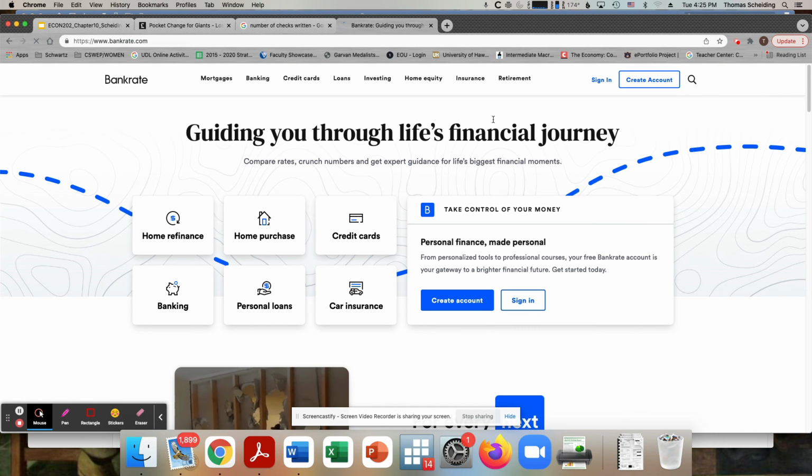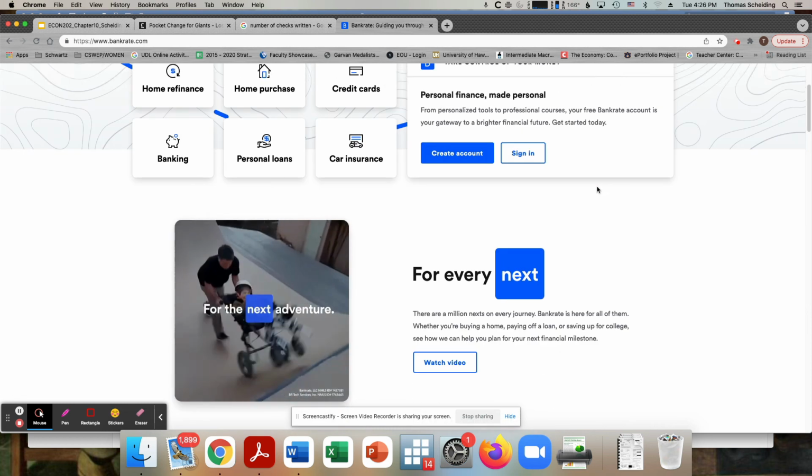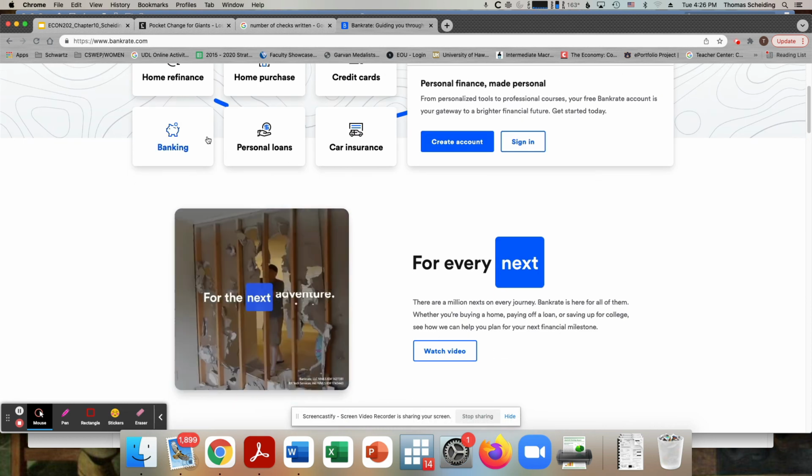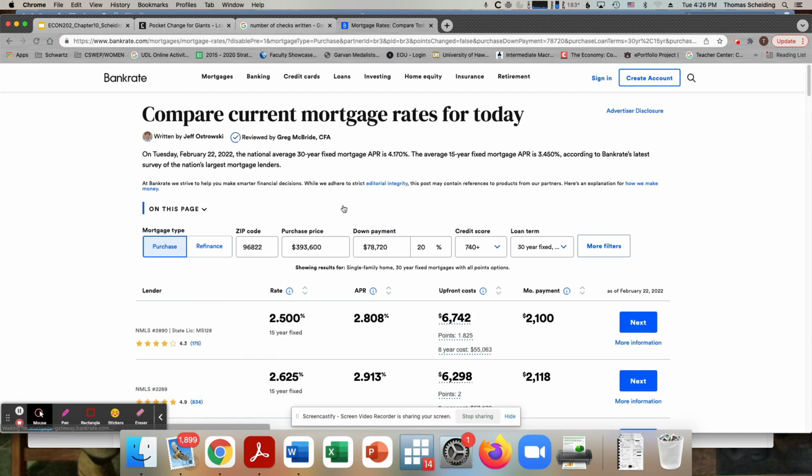Website to just kind of always get a good handle on how interest rates are changing overall. Bankrate.com. Let's say that I want to buy a house. And we can see here that the 30-year fixed rate mortgage is now 4.17%.